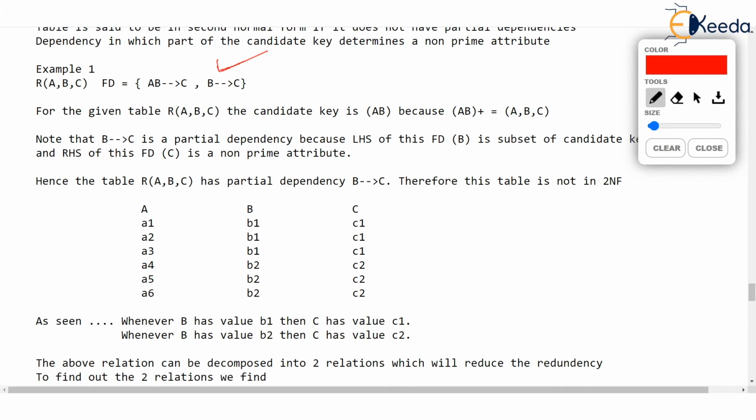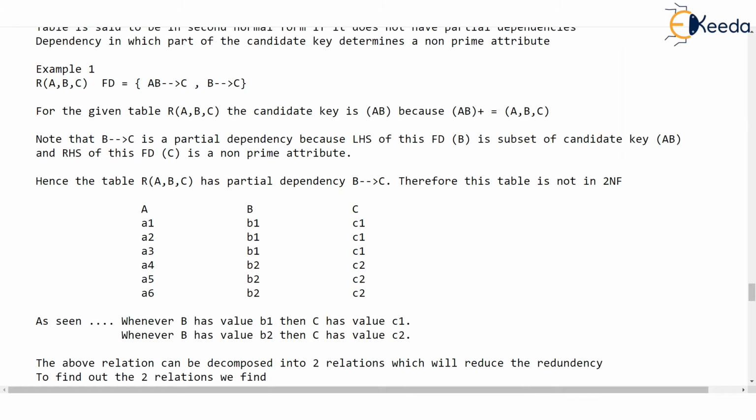What did we do? We simply find B plus, and B plus had B and C. So what we did is, out of ABC, let BC be in one of the tables, correct? So we created a table R2 which had BC, and now we want a common attribute. We said B took away C with it. Now AB remains and AB goes in the other table. This will give us the two tables in 2NF, second normal form.